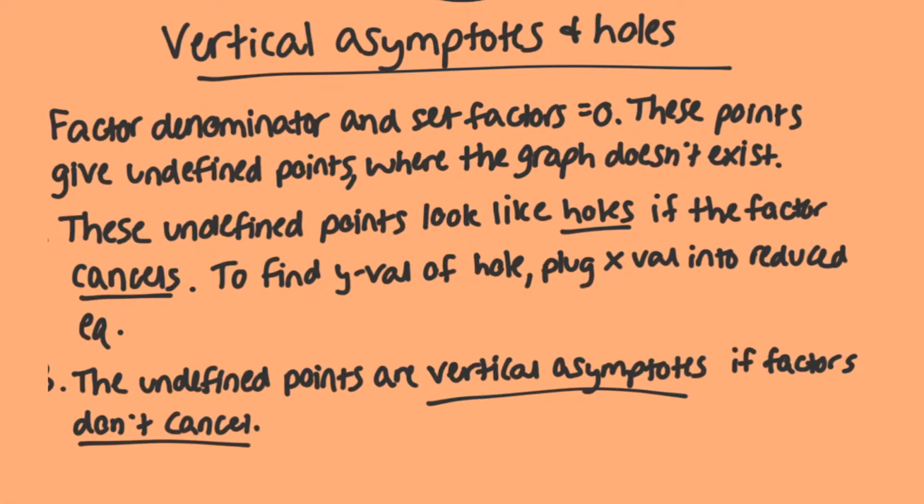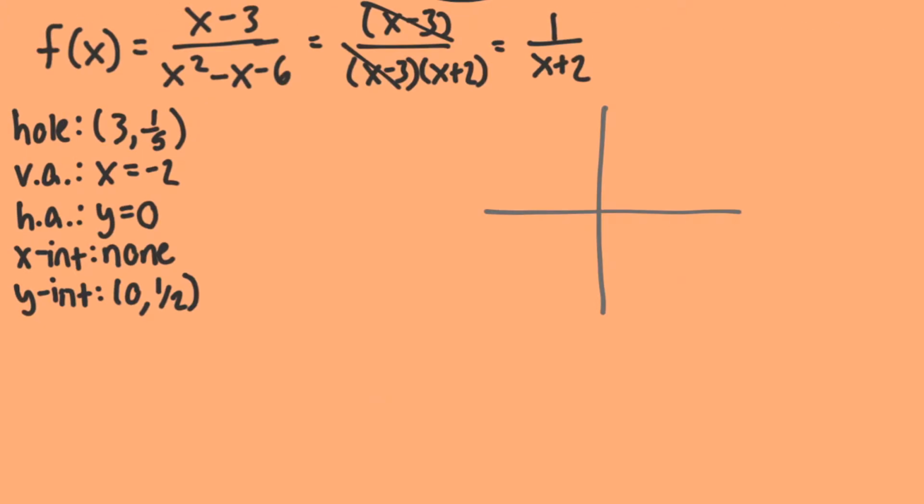To find vertical asymptotes and holes, that's where the graph is undefined. So you want to factor the denominator, set the factors equal to 0. These points give us undefined points where the graph doesn't exist. And those points look like holes if the factor cancels, and the undefined points are vertical asymptotes if the factors don't cancel. So looking at this example, we factored the denominator.